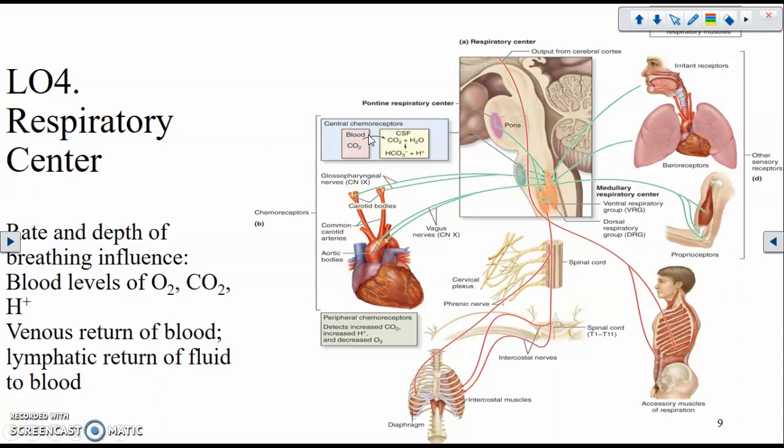Because of that, signals travel to the dorsal respiratory group to basically say, I need to get rid of carbon dioxide. The dorsal respiratory group in turn sends a signal to the ventral respiratory group to increase the rate and depth of respiration.